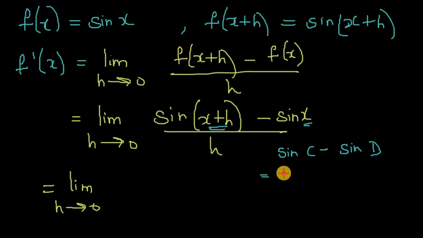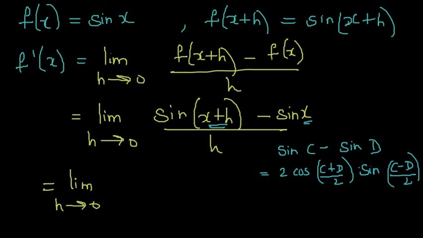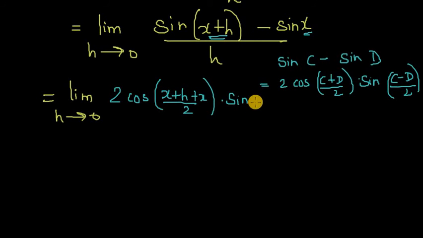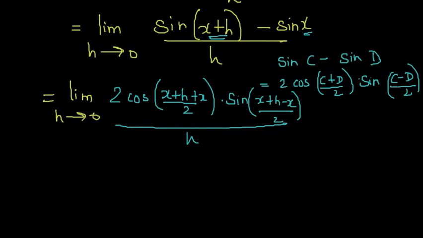So what is sin c minus sin d? 2 cos c plus d by 2 into sin c minus d by 2. So let's apply this trigonometric formula in the next step. What we get is 2 cos c plus d, that is x plus h plus x upon 2, into sin c minus d, that is x plus h minus x upon 2, whole thing divided by h. I can just draw a box over here.